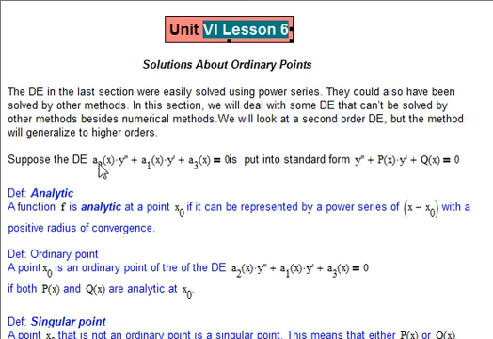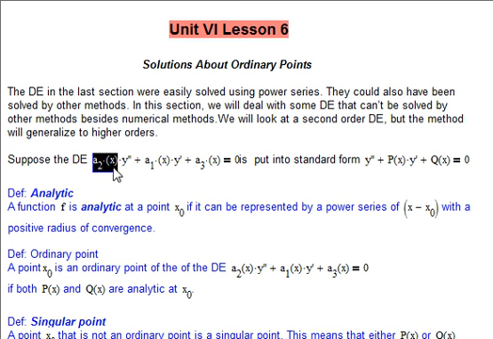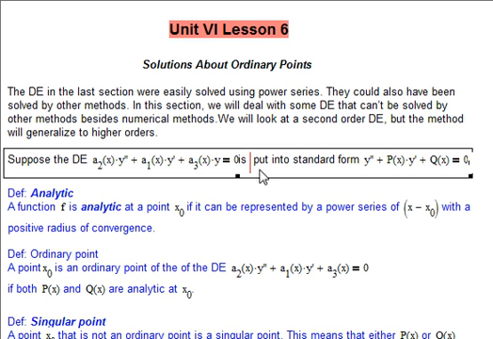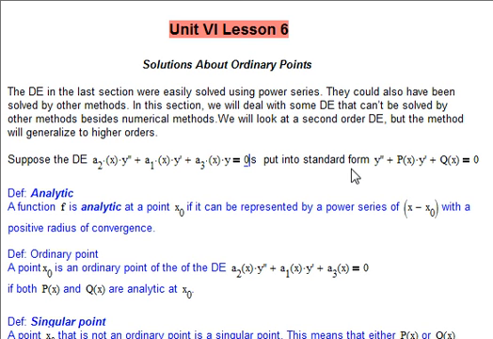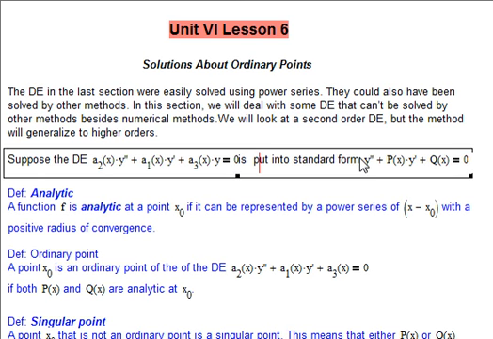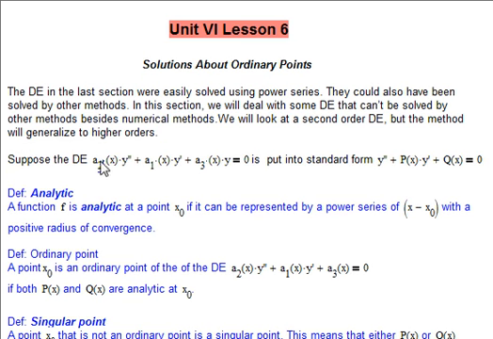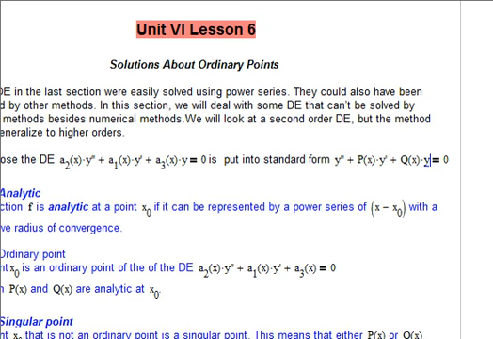So suppose we have the differential equation a2 of x times y double prime plus a1 of x times y prime plus a3 of x times y equals 0. That equation is put in standard form by dividing by a2 of x, and then we have y double prime plus p of x times y prime plus q of x times y equals 0.